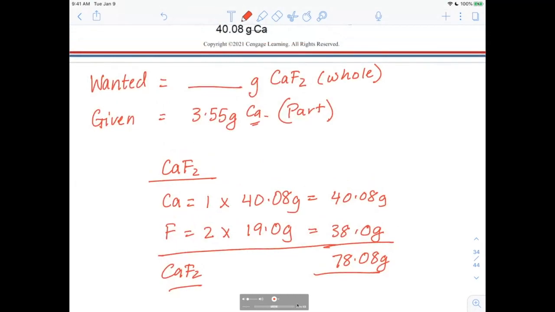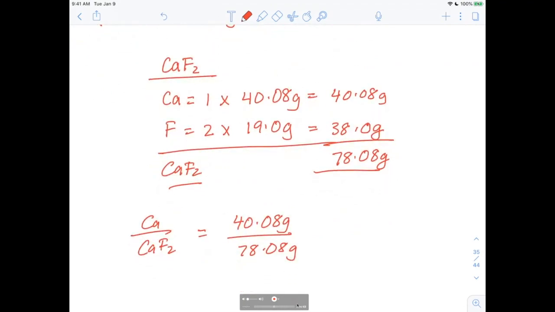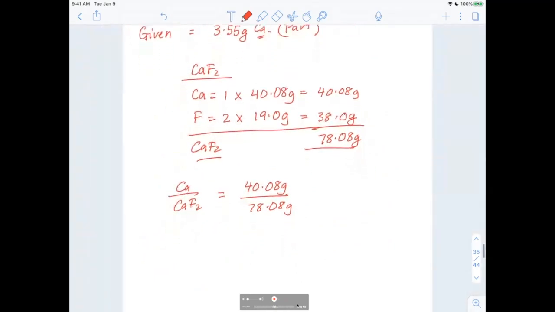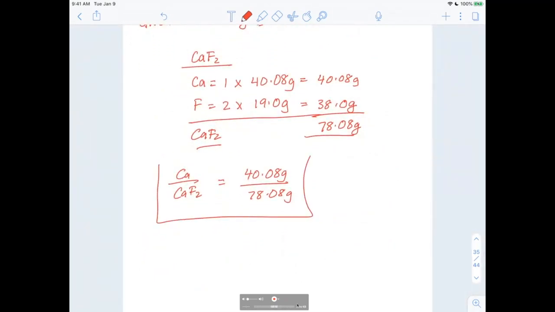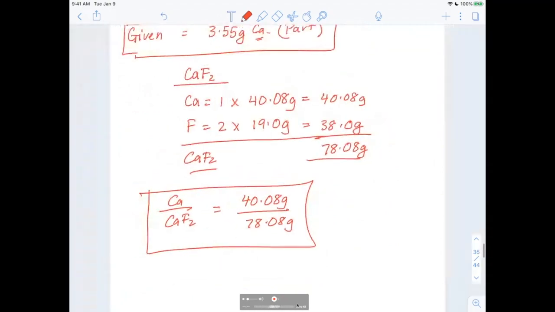Oh, we're doing the calcium over calcium. Okay, so from this relationship, we can say calcium over calcium fluoride is technically 40.08 grams over 78.08 grams. Okay, so we have our relationship. Okay, I'm going to use the relationship I have here with the given number, and we will do our conversions. So I'm going to start with the given number. The given number was what? 3.55 grams of calcium. Let me zoom in.